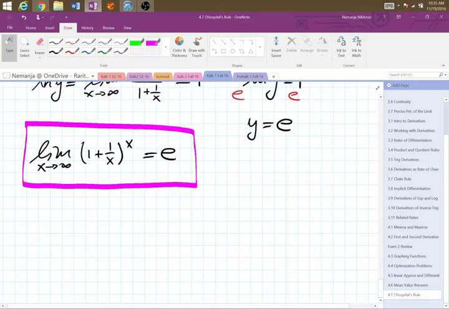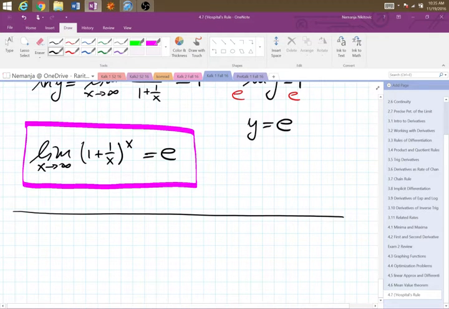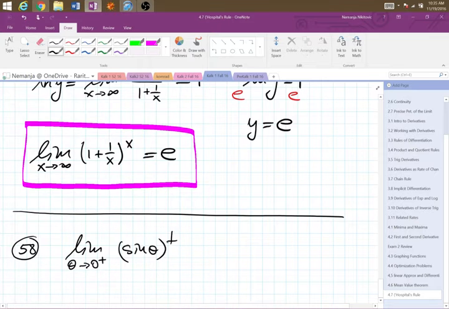So that was the first problem. And now let's take a look at another problem, the one that I mentioned before. It was sine on tangent, let's say number 58. We have the limit as theta goes to 0 plus, so from the right, of sine theta raised to the tangent theta. So this would be a 0 to the 0 case.